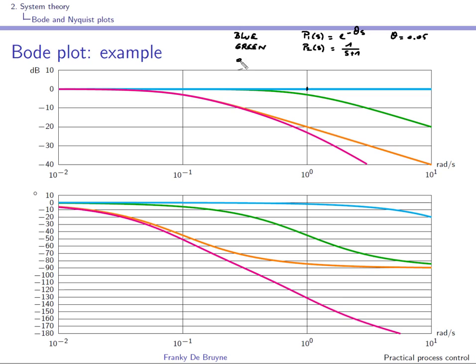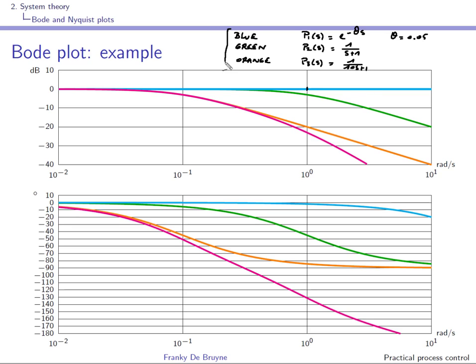In orange, you have a third system, and this is also a first order system. You can see it, slope here, but the cutoff frequency here is 0.1 radians per second, so the time constant here is 10 seconds. So this is 1 over 10s plus 1.